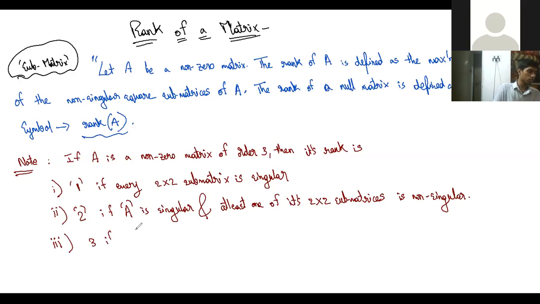Three, if A is non-singular. Okay. Write this down. I'll give an example.